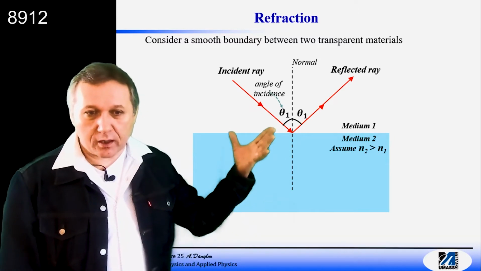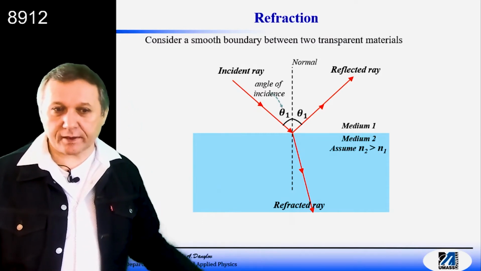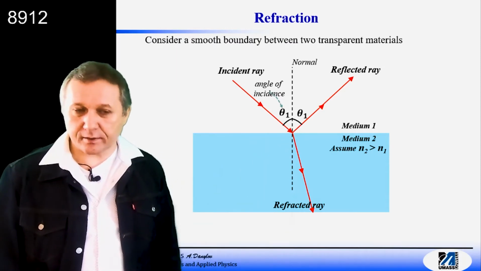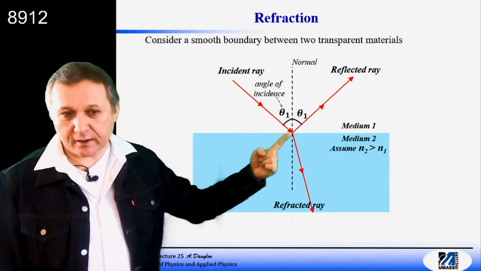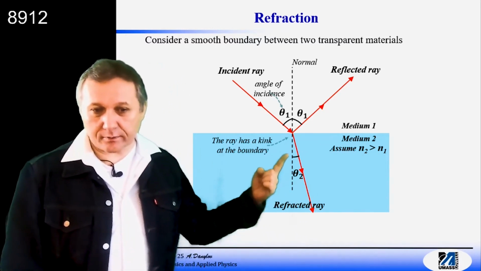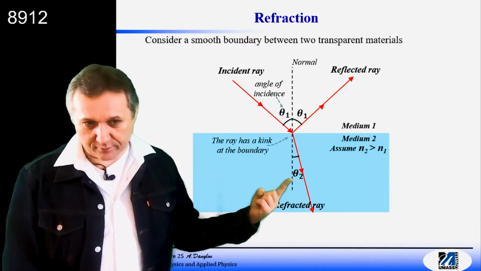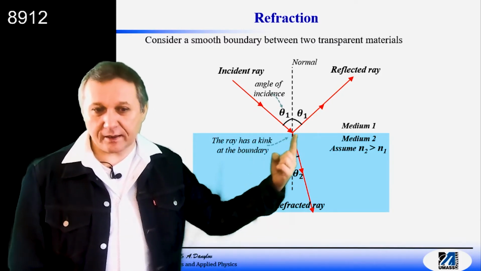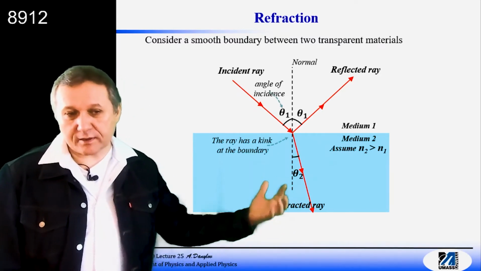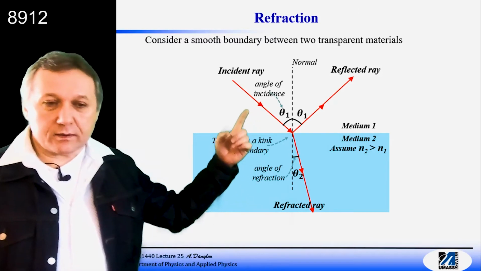Now, of course, there will also be a refracted ray. You see the direction of the incident ray is that, and the direction of the refracted ray is slightly different. So there is a small kink at the surface. We can define the direction of the refracted ray using what is called the angle of refraction. Again, it's between the normal line and the direction of the ray. We call it theta 2 because it's in medium 2.